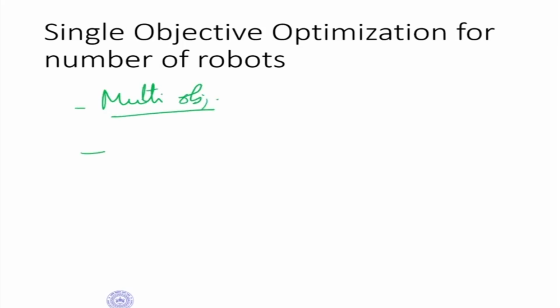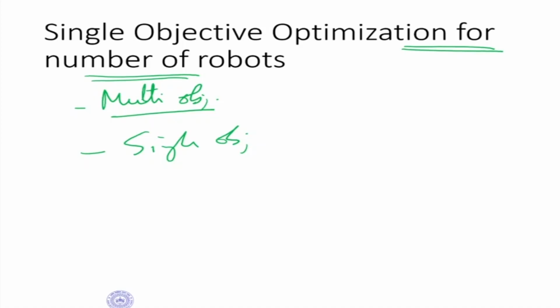Okay, now we can have multi-objective, where you can have more than one objective, or you can have single objective. So now we'll talk about single objective optimization for a number of robots. For example, if I'm trying to optimize the number of robots also. In the case of the video that we saw, there are a lot of robots moving around. There was a very large number.